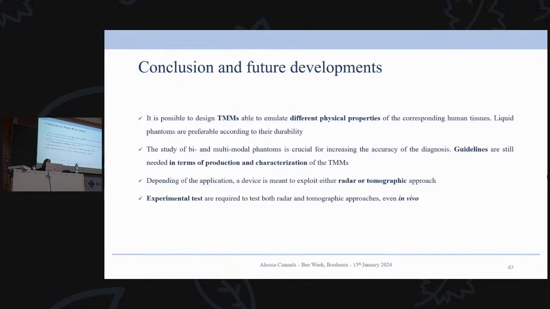So to sum up, we have seen that it is possible to produce tissue-mimicking phantoms in order to mimic the desired physical properties. We saw that it is possible to adjust the properties by playing with the ingredients of the mixtures.